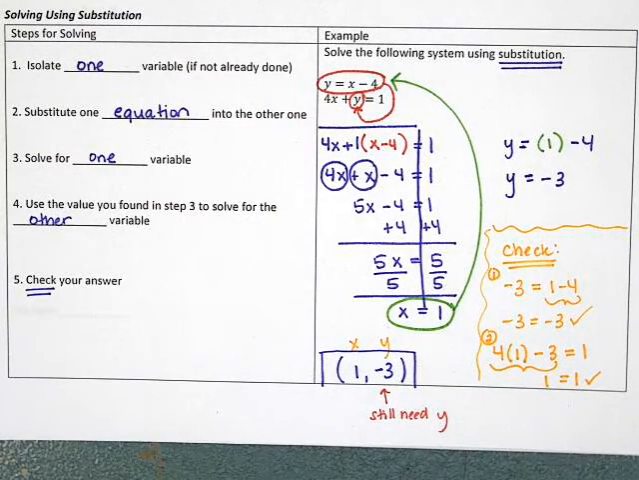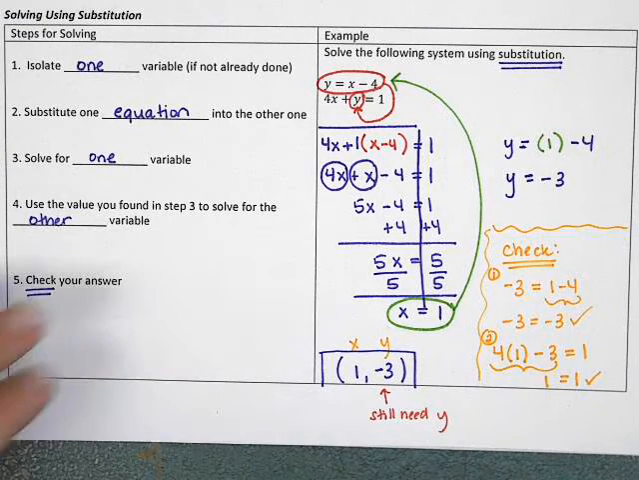So just like yesterday, we practiced plugging in our ordered pair to both equations to check our answer. Same thing today. We're plugging our ordered pair into both equations to check our answer, only this time we calculated the ordered pair that we're checking. All right, let's try a few more examples and let's see how this goes.